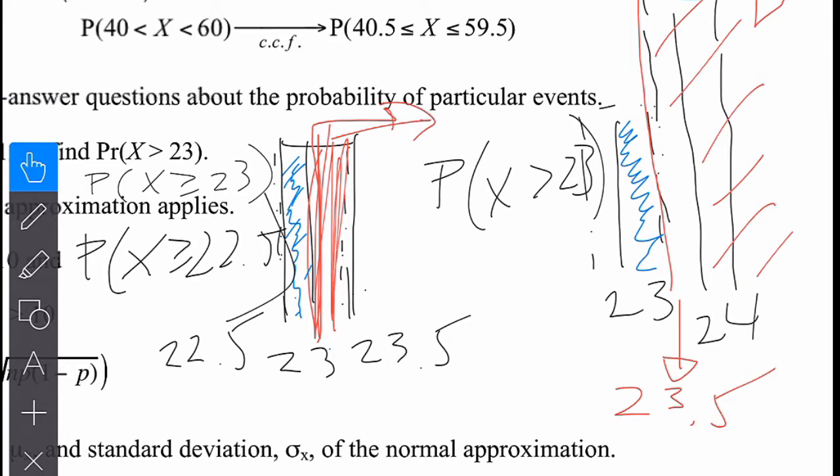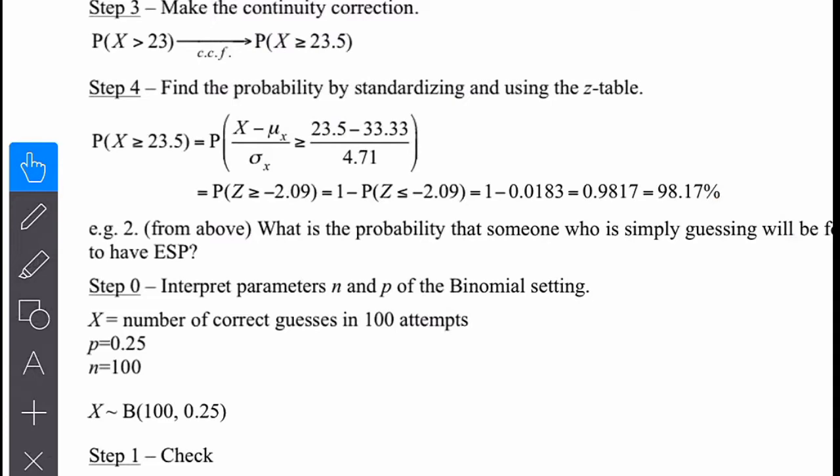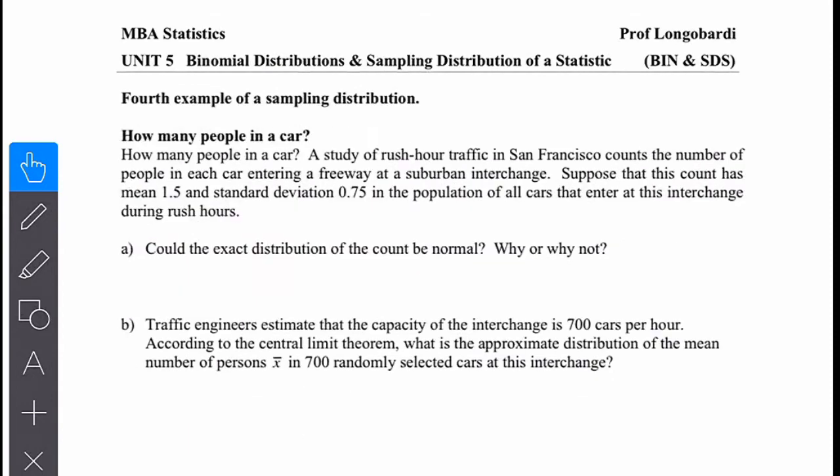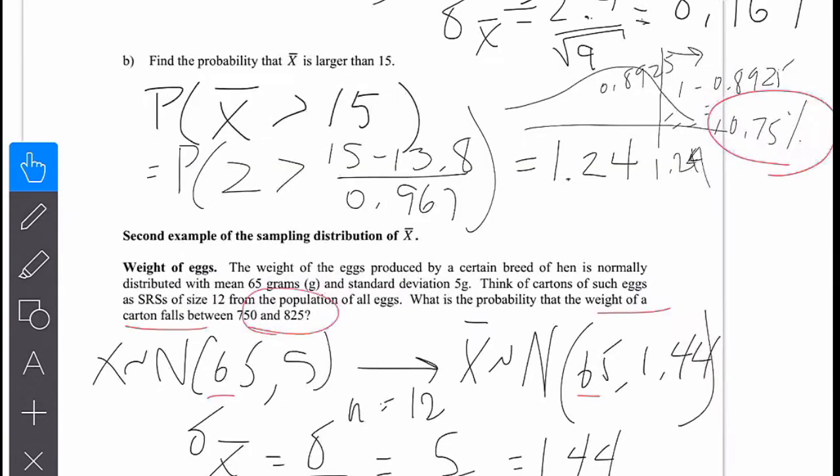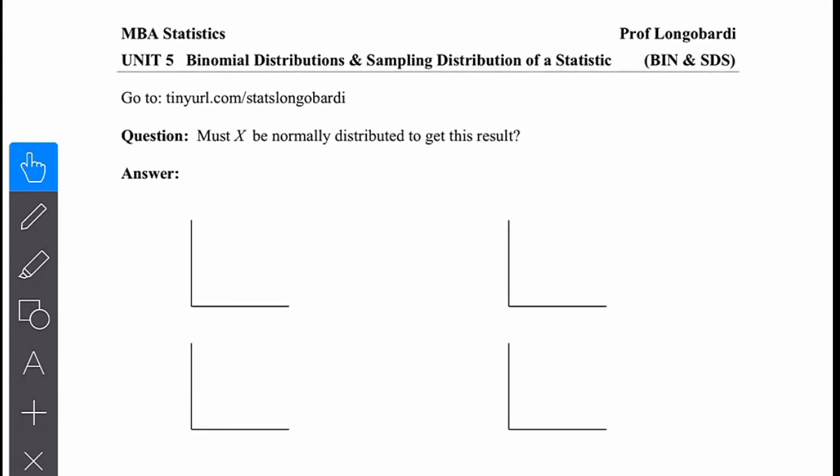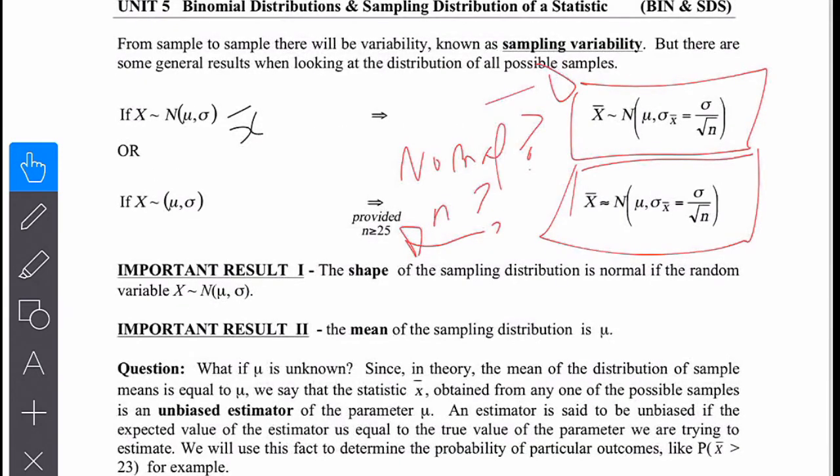Sorry, I'm just trying to find the page that we left off on. So we did a bunch of these problems using the properties. Let me go back to the properties. Let's just recap what theory we're applying. What we're applying are these two results.